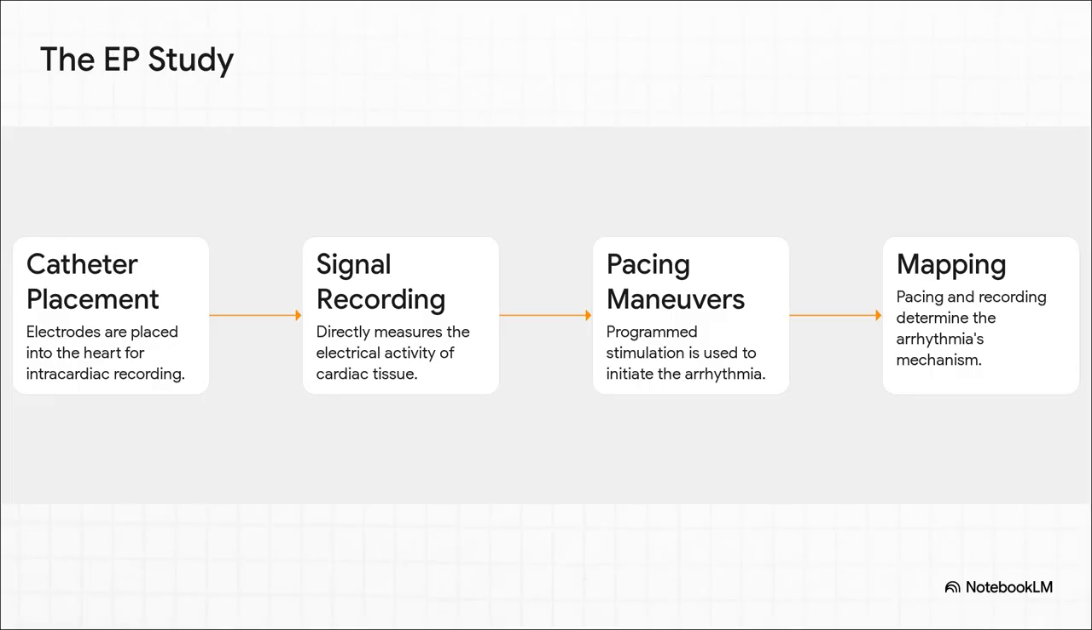An EPS is a really logical procedure. First, we place these thin, flexible wires called catheters into key locations inside the heart. Next, we use those catheters to record electrical signals directly from the heart tissue. This gives us this incredible high-definition view compared to a regular ECG. Third, we can actually pace the heart with tiny electrical signals to safely trigger the patient's arrhythmia right there in the lab. And finally, we use all that data to build a detailed 3D map.